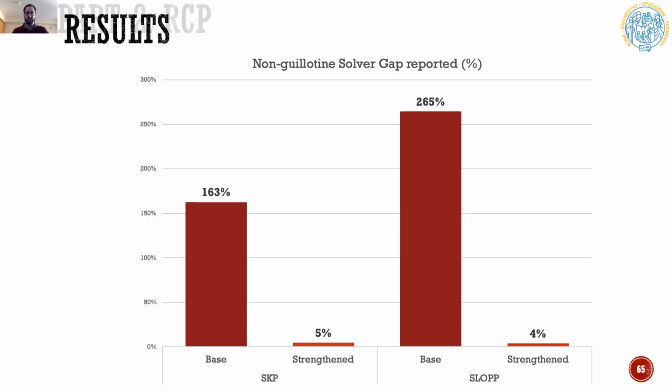Now we focus on the results. We've run extensive computational experiments to assess the model's performance when considering constraints to strengthen them. I highlight the results considering the non-guillotine model in this figure when addressing both classes, SKP and SLOPP, in which the constraints included strengthened the base model here, both cases, with a large positive impact on the solver gaps.